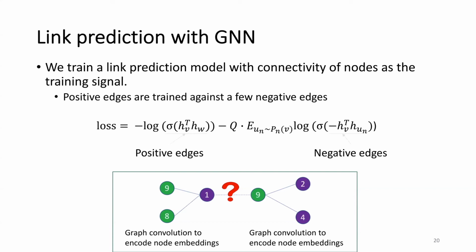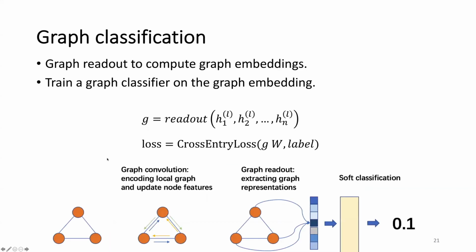Finally, the graph classification problem is somewhat different from node classification and link prediction, because what a GNN does is compute embeddings for the nodes. In the case of graph classification, what I would like to do is predict something from the entire graph.